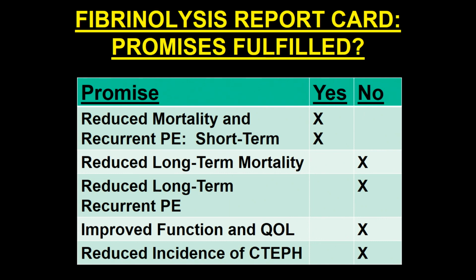So here I've put together a fibrinolysis report card asking the question, have the promises of fibrinolysis been fulfilled? And I think yes, the promises have been fulfilled with respect to short-term 30-day outcomes, because reduced mortality and reduced recurrent pulmonary embolism are demonstrated. For the longer-term issues, reduced long-term mortality, no benefit for TPA. Reduced long-term recurrent pulmonary embolism, no evidence for this. Reduced improved function and quality of life, no evidence for this. And reduced incidence of chronic thromboembolic pulmonary hypertension, again, there's no evidence for this.